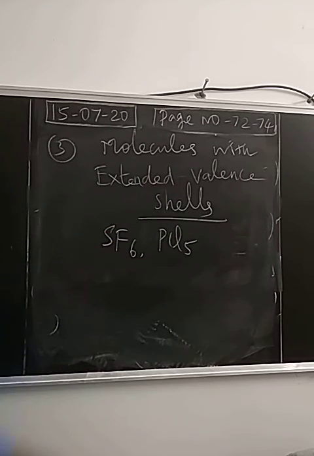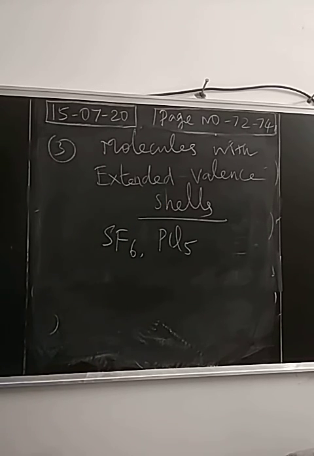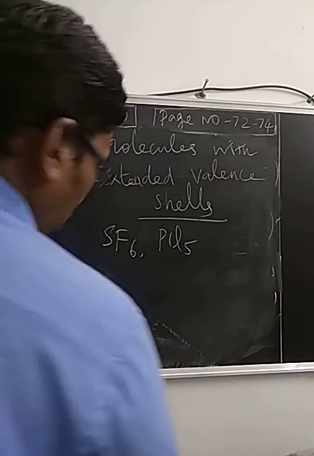So extended valence shell means usually electrons will fill the s and p orbitals, and the d orbital will be empty. So the excess electrons will occupy the empty d orbital. So the valence shell is extending, right? So these are examples. Structures are given.